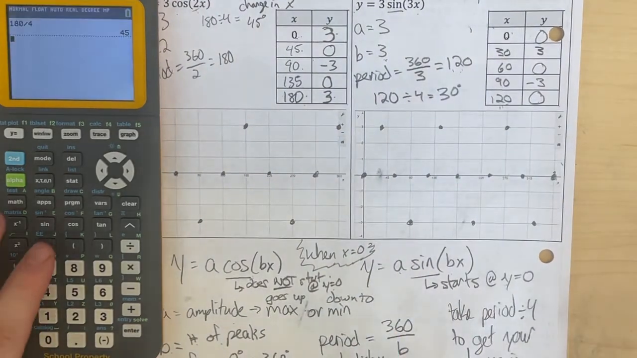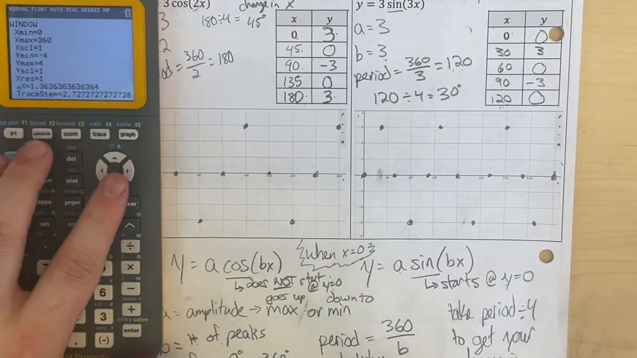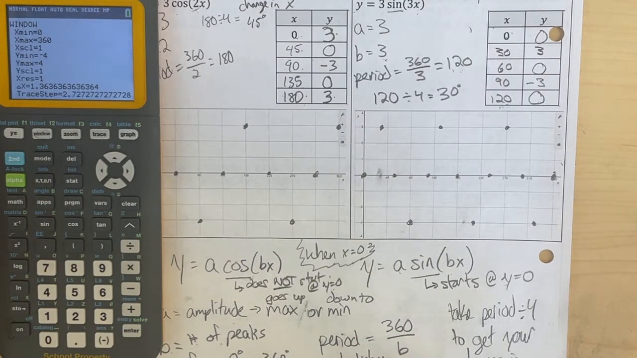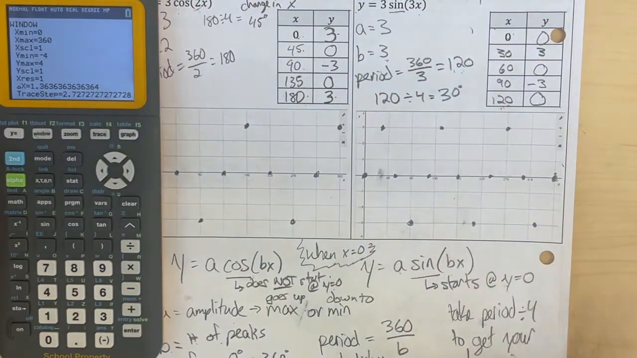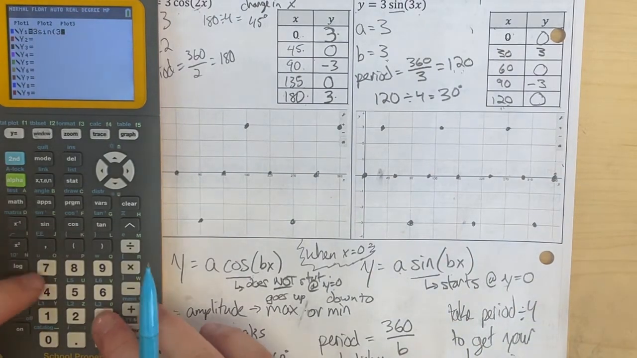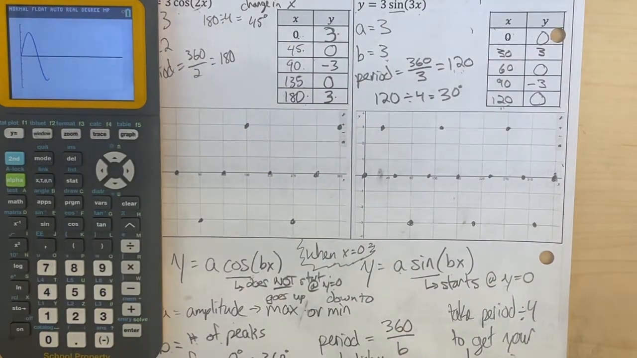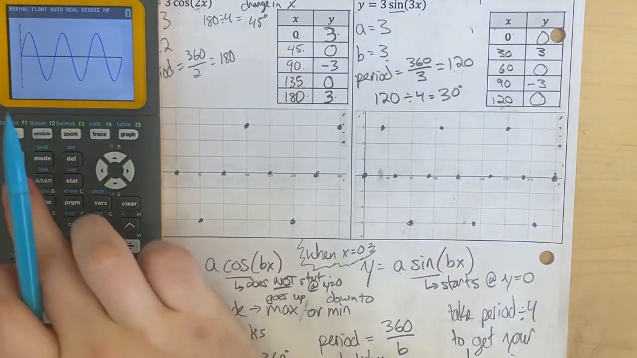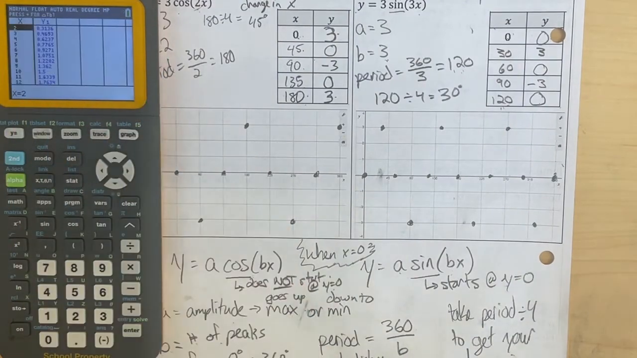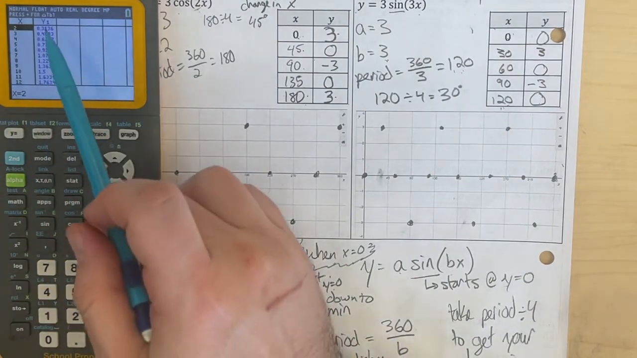How can I check? Make sure that your window is set up like this. Again, if you need to pause it and make sure your window looks like this, you'll be good. Again, this window is the same as the window on paper. So what I can do, I can hit y equals, I have 3 sine of 3x. I hit graph, and so let's see, I have 1 peak, 2 peaks, 3 peaks from 0 to 360. I can hit second graph to get my table of values. Notice how it's kind of sloppy.